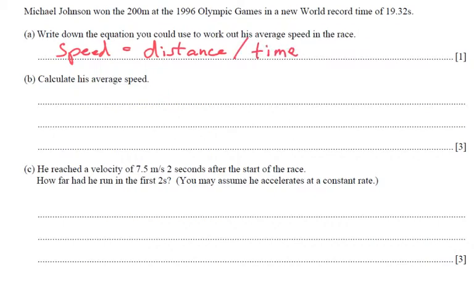Calculate his average speed. Okay, well the distance was 200 divided by 19.32. Let me just do this in the calculator. So 200 divided by 19.32, we get 10.35 meters per second.